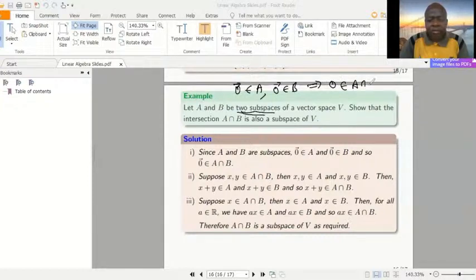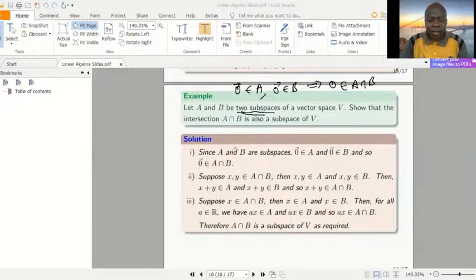Because you know that the intersection of two sets is the set of the elements common to the two sets. So 0, since A is a subspace, it contains the 0 vector. It's non-empty, so it contains the 0 vector. And since B is also a subspace, it contains the 0 vector. So that means the 0 vector is in A, the 0 vector is in B, and then the 0 vector is common to the two sets. So it's in the intersection.